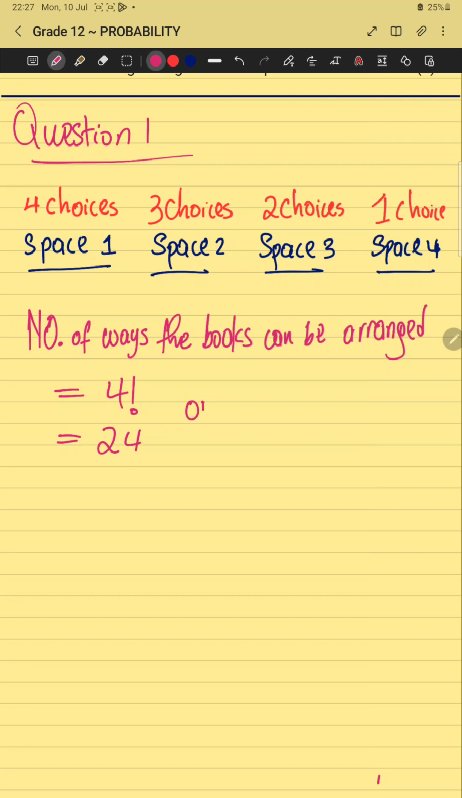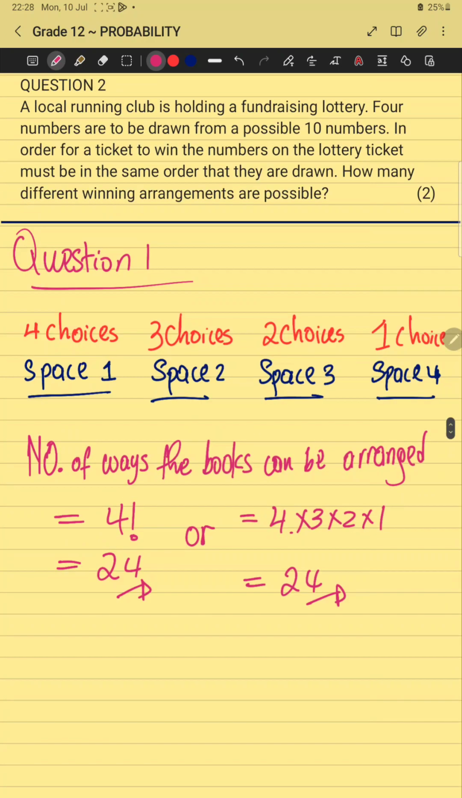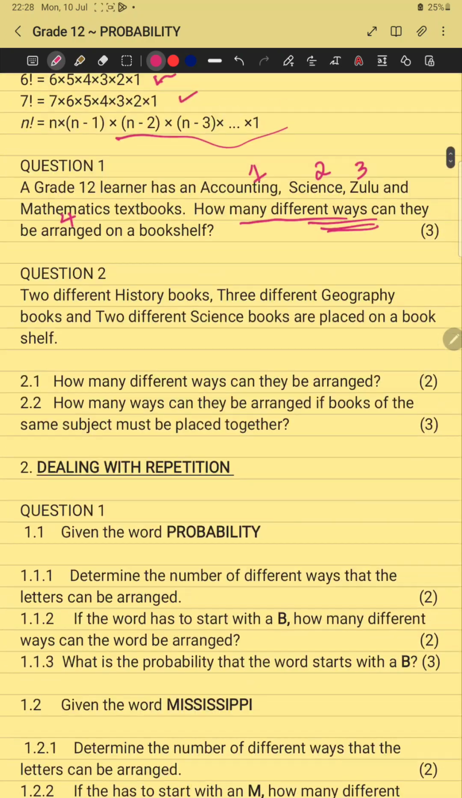Remember I said you can also use this one. You can say 4 times 3 times 2 times 1 is the same. Now 4 times 3 is 12, and then 12 times 2 is 24. So the answer is the same. Then now let's go to the next question.